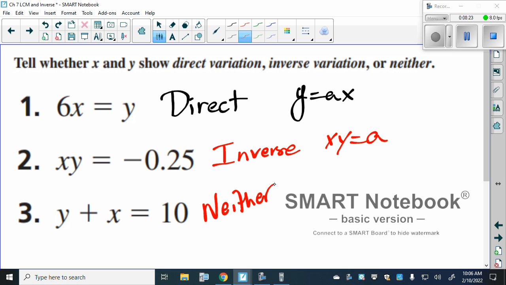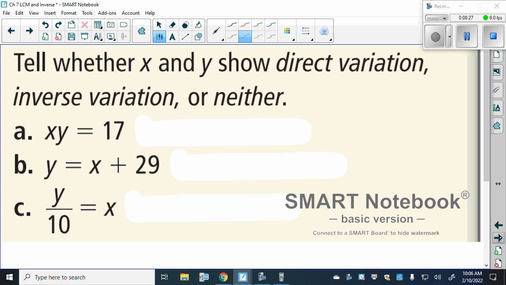Any questions on these here? All right. We can go on and look at these last three here, and then we'll move on. The first one would be inverse. Yes. Neither. And then direct.